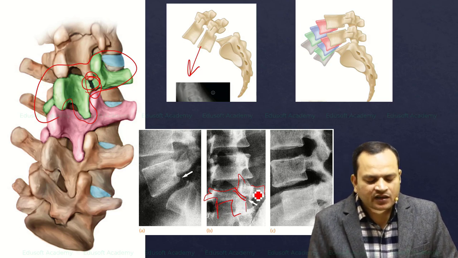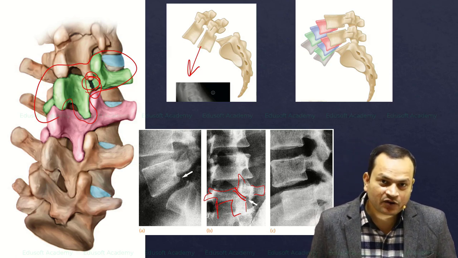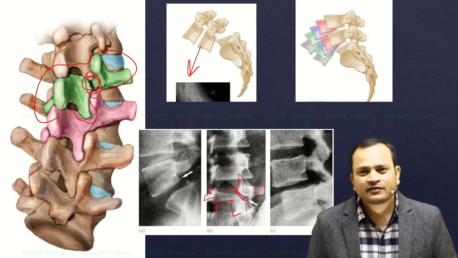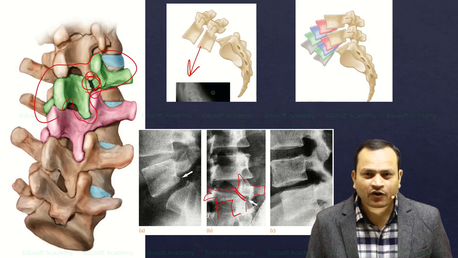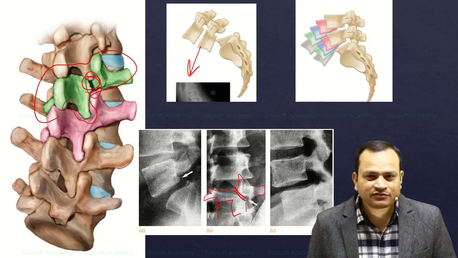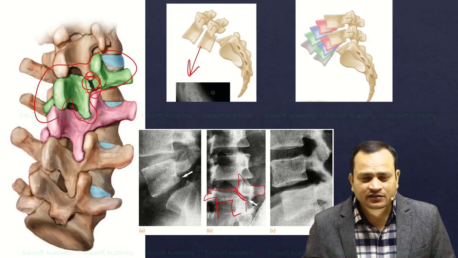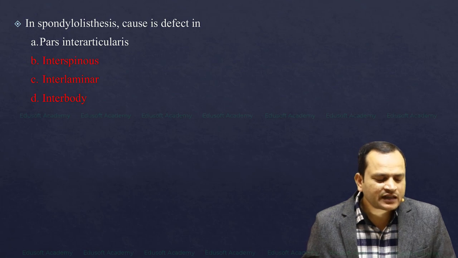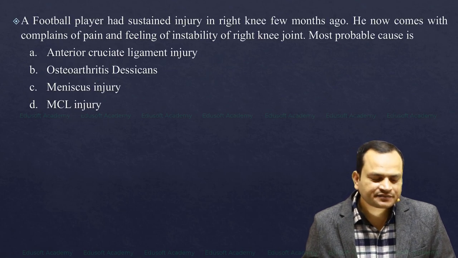So there can be another question, like Scottish dog appearance is found in spondylolisthesis, or there can also be which of the following is seen on the x-ray in the case of spondylolisthesis. So it can be again Scottish dog appearance. So the correct answer is there is a defect in pars interarticularis that leads to spondylolisthesis.